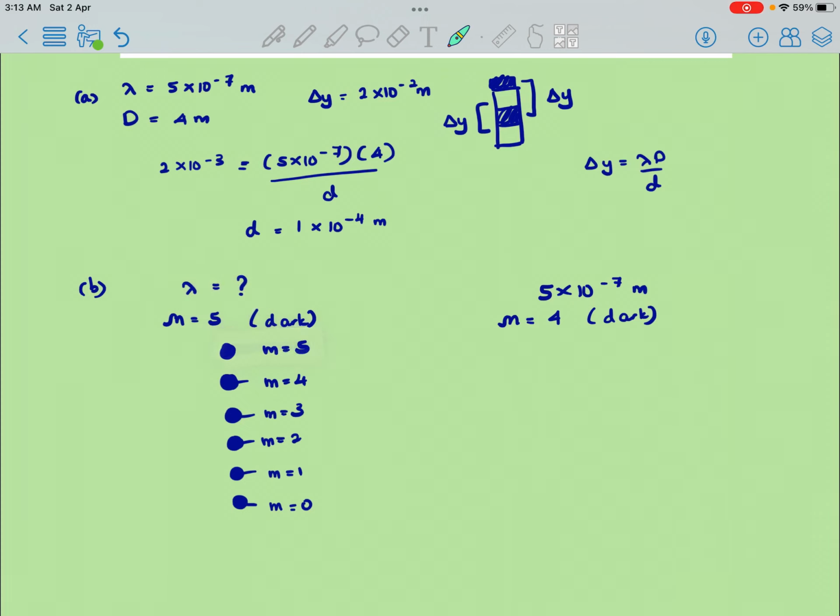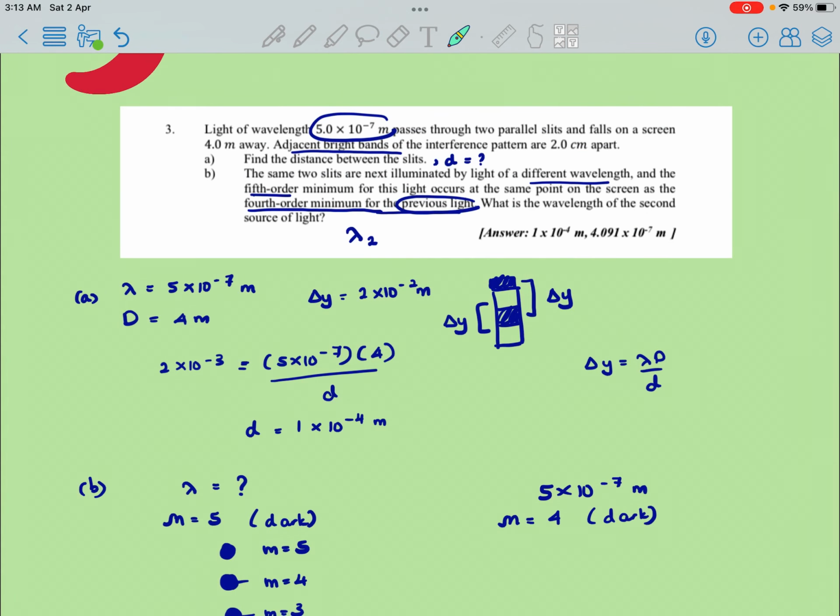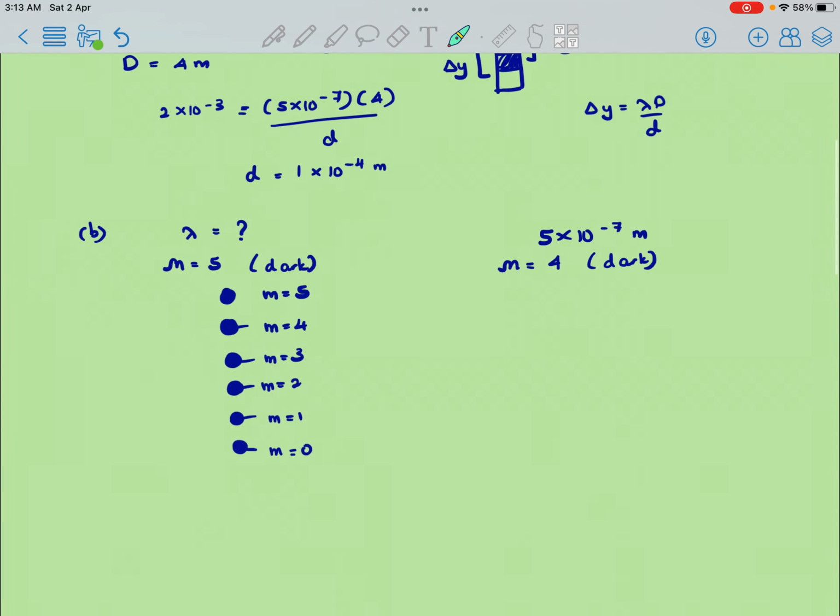At the same time, at that same point, there is a fourth order minimum for the previous slide. Let's say we draw the previous slide. Let's say this is our center bright, m equals to 0, because we have bright, dark, bright, dark. So I'm going to draw the result for this one.